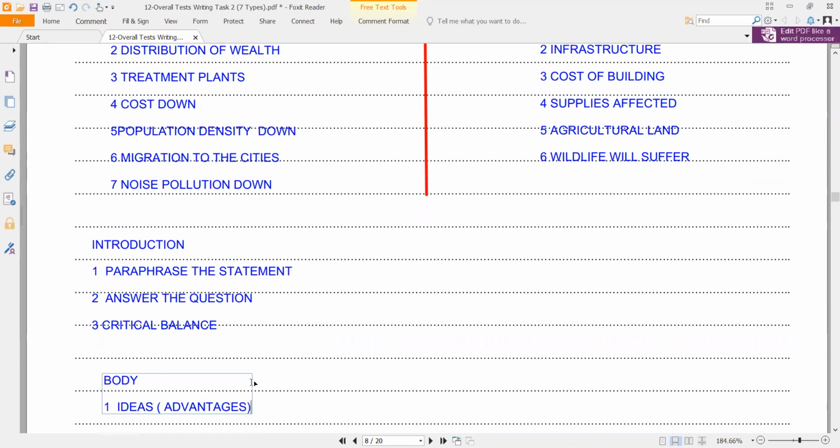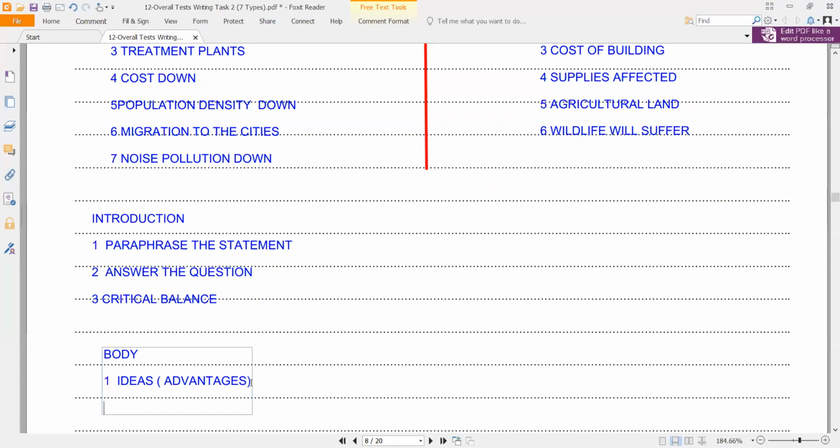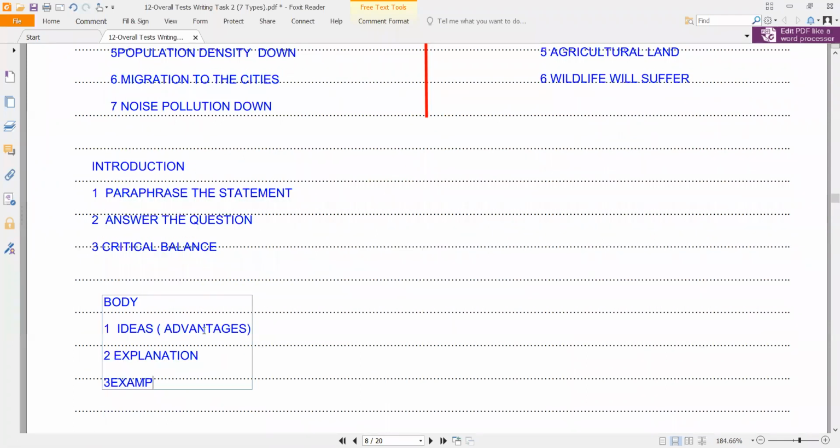So what have we done? We've given the ideas. After the ideas, you explain. Number 2 is the explanation. So you explain the ideas if you want to. If your ideas already have explanations inbuilt, then there's no need to. Third thing that you need to do is to provide an example. Like we provided the example of Bangladesh here. Now this is your body paragraph 1.